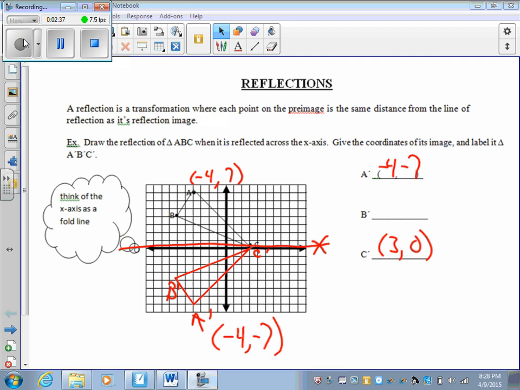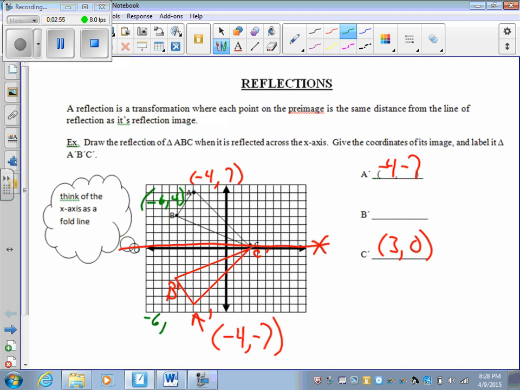Okay, sorry for that interruption. B prime. B is going to be -6, and we're going to go up 4 for B. So B prime is going to be -6, -4. Again, my flip was a little off. And these are our coordinate points.